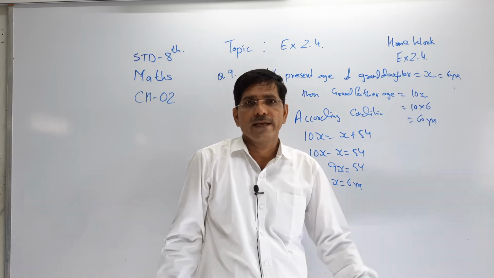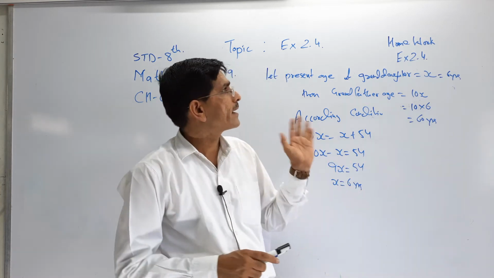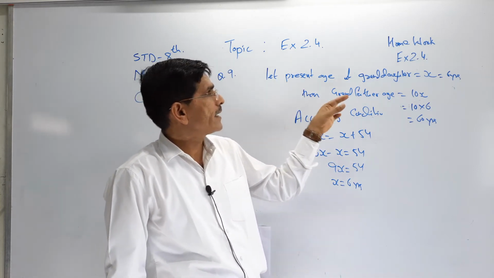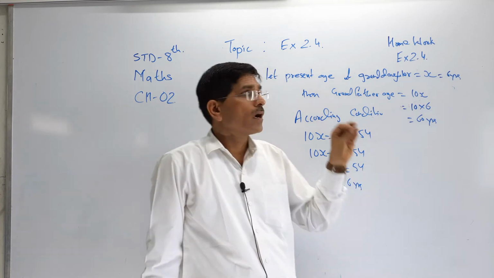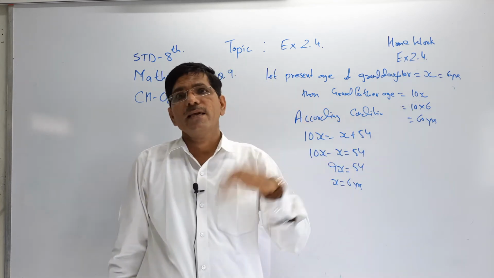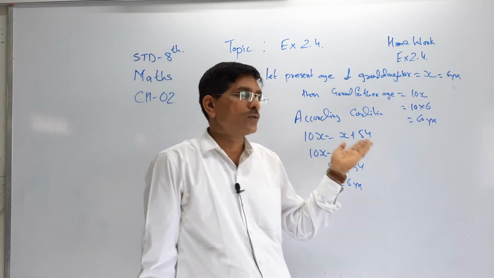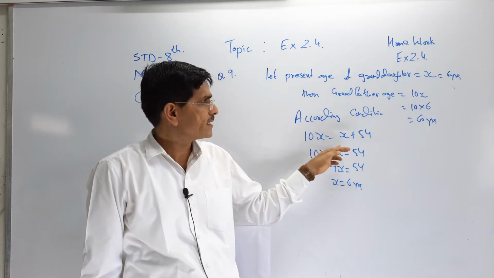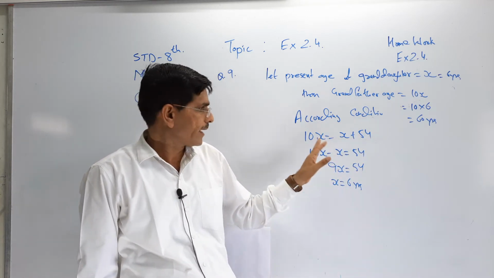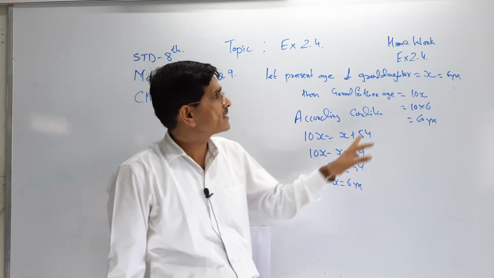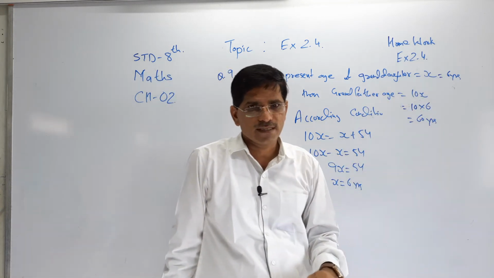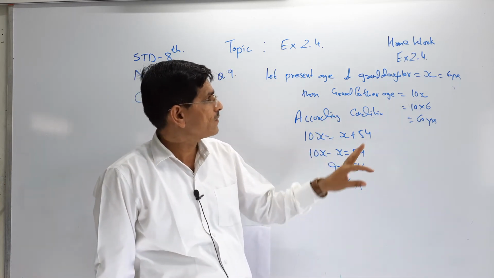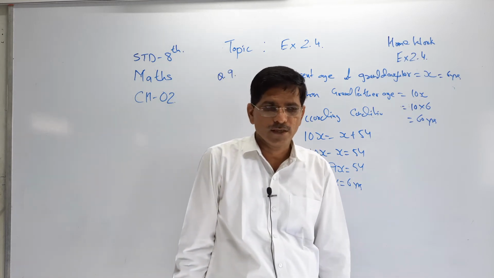So you will imagine that it is a relation between the granddaughter and grandfather. Again I explain. Present age of granddaughter is x years. Grandfather is 10 times of her present age, and also the grandfather's present age is 54. So 10x is equal to x plus 54. If we simplify, we get 6 years. So the granddaughter's age is 6 years and the grandfather's age is 60 years.